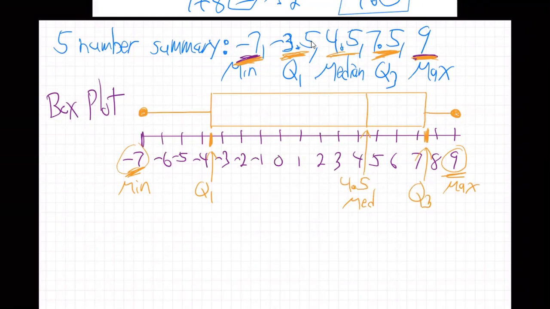There it is. There's the box plot for the temperatures in Alaska, the high temps in Alaska. I should have done it on graph paper. That would have made it a lot easier.